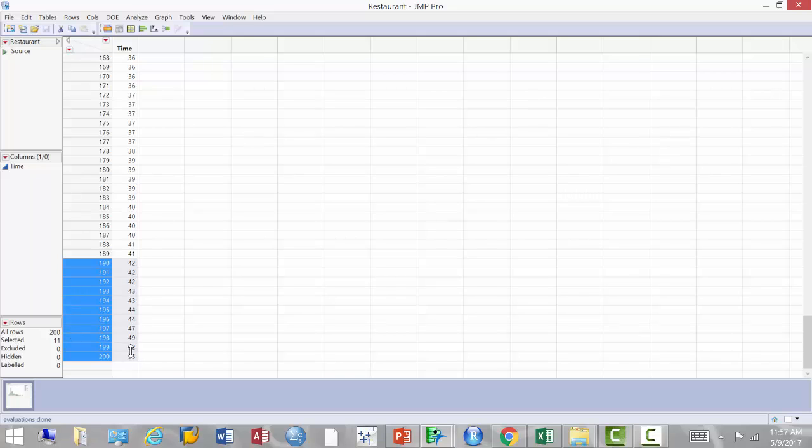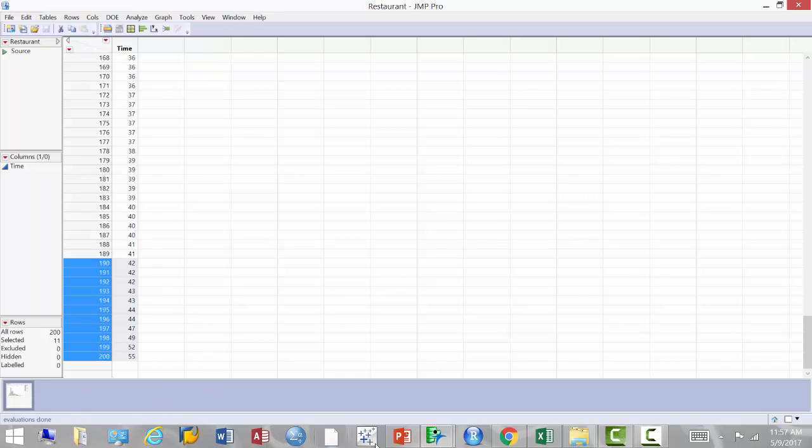So anything longer than apparently 42 minutes or more is an outlier. So if you're in a restaurant and it has been three quarters of an hour, you're sitting too long. That's unusual. It's time to get up and leave. That's basically what it says.